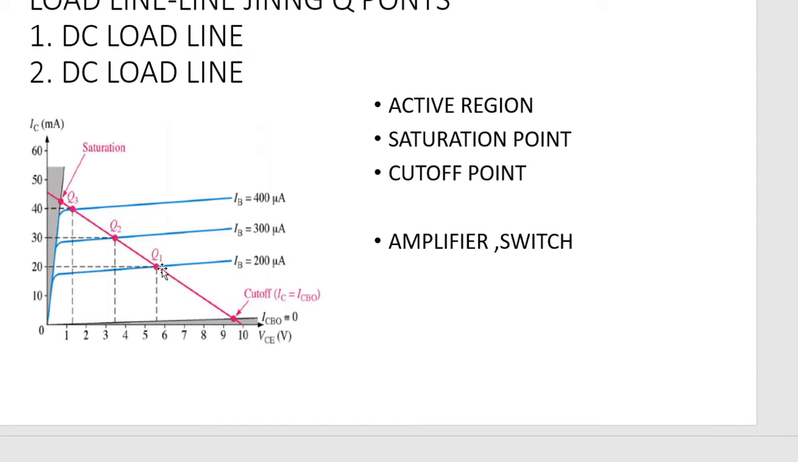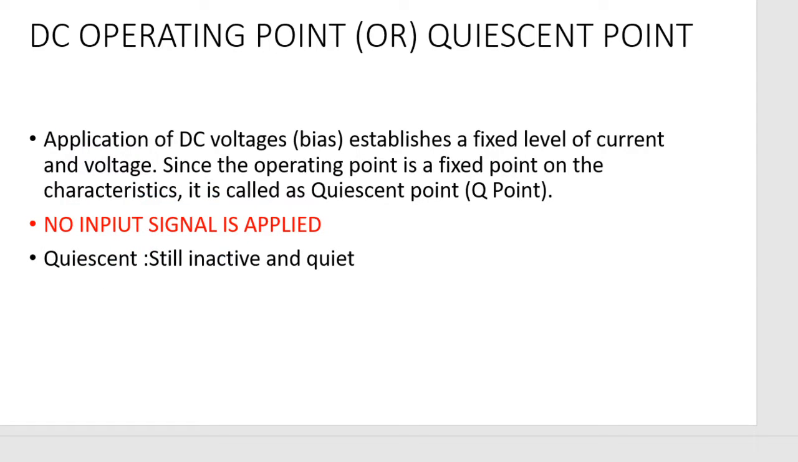These points Q1, Q2 and Q3 are known as the Q points, or the quiescent point, also called the operating point, DC operating point. The term quiescent means the point is fixed, still or inactive, or quiet. There is a very important concept here: after biasing and fixing the Q point, it need not or should not change.